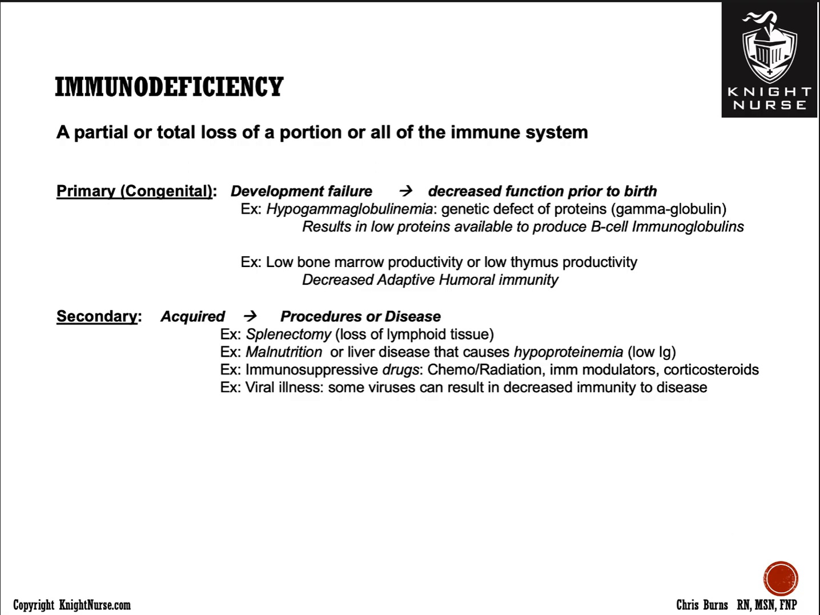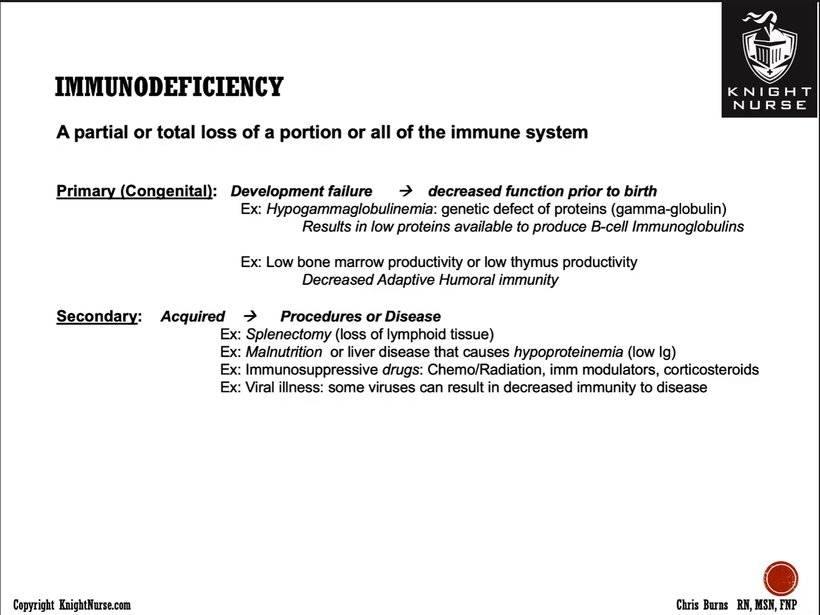Someone has some sort of traumatic event, or even patients who have sickle cell disease. They often have to have their spleen removed, and it's lymphoid tissue, so that can result in some acquired secondary immunodeficiency. Malnutrition or liver disease reduces the amount of protein that can be made, and that will lower immunoglobulins. Immunosuppressive drugs such as chemotherapy or radiations or immunomodulators, long-term corticosteroid use, these all suppress the immune system.